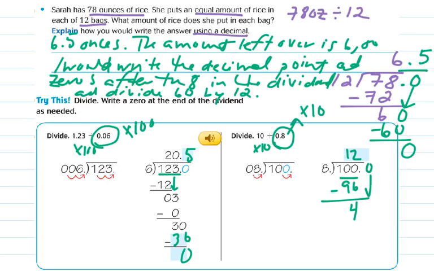Now we added a 0 and we bring it down. Make sure you add the decimal point in the quotient as well. Now we have 40 divided by 8, and that is 5. 5 times 8 is 40, and there's no remainder left, so our answer would be 12 and 5/10.